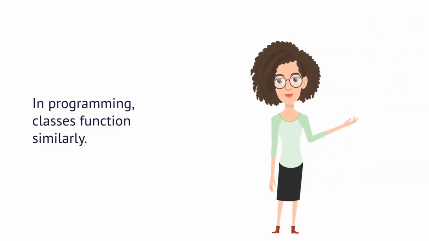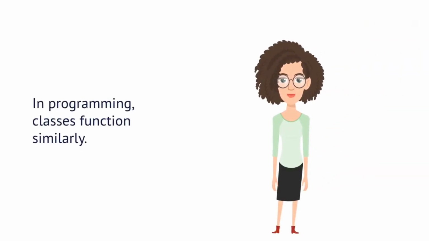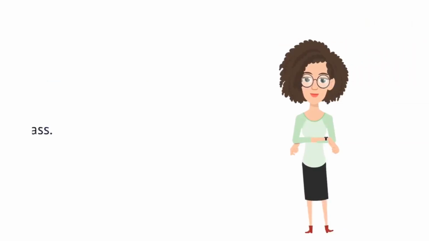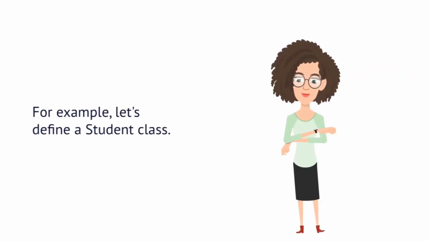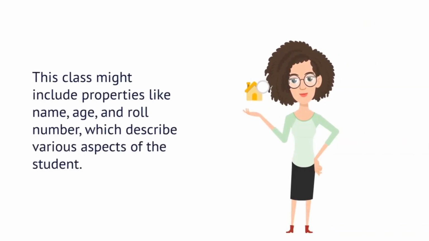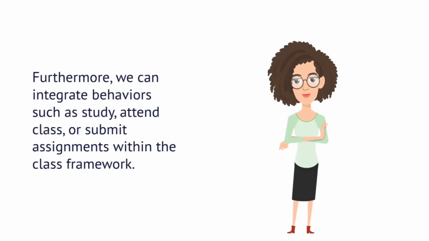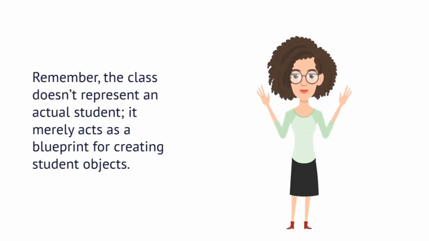Classes work in a very similar way in programming. A class describes what properties an object should have and what behaviors an object should perform. For example, let's create a student class. Inside the student class, we might have name, age, and roll number. These are properties because they describe the student. And later, we can also add behaviors like study, attend class, or submit assignment. So the class is not the actual student. It is only the blueprint used to create students.